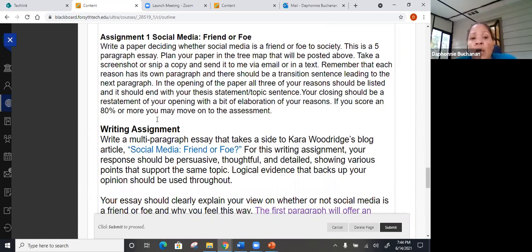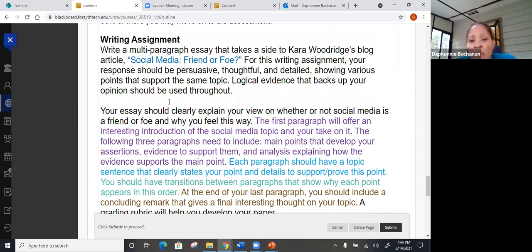So here again is the writing assignment and what you have to do. It says that your response should be persuasive because you have to remember who your audience is going to be. You're trying to persuade someone to think the same way that you do about social media. So you have to be detailed. You have to show various points, and you want to stay on the same topic. You don't want to say, well, I'm for it, but I'm against it too. You have to choose your lane and stay in your lane.